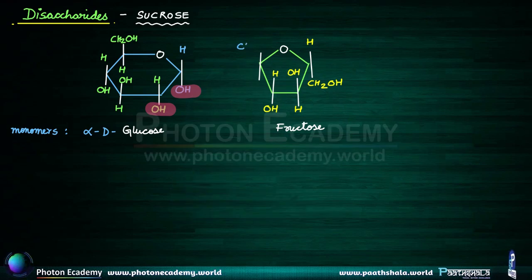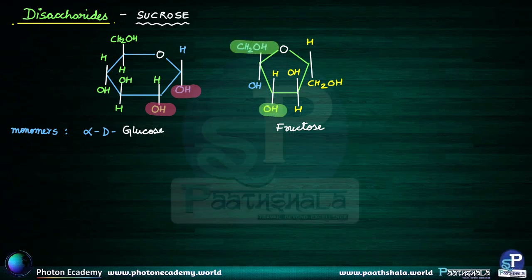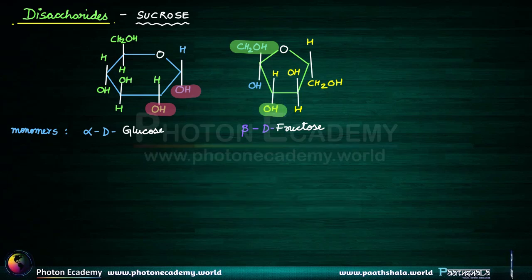CH2OH and OH. Now here we can clearly see that this OH and this CH2OH are lying at trans to each other, and therefore we can call this fructose beta D fructose. Now D, we know the D configuration is because the OH on the last chiral atom was lying at the right hand. So now we are done with our monomers and we have got both of them, that is alpha D glucose and beta D fructose.